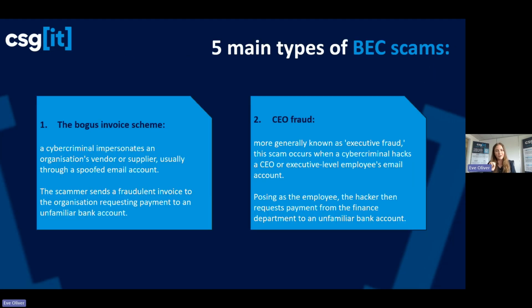So I'm going to just cover the 5 main types of BEC scams, just so we can leave today's webinar knowing a little bit more about what type of scams they are focusing on. So the bogus invoice scheme. This one is a classic where they will impersonate the organization's vendor or supplier through a spoofed email account and then send fraudulent invoices to organizations. As soon as you click on that link, then that's when you know you have been victim.